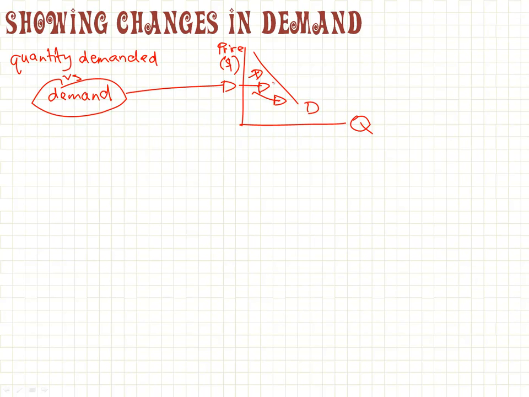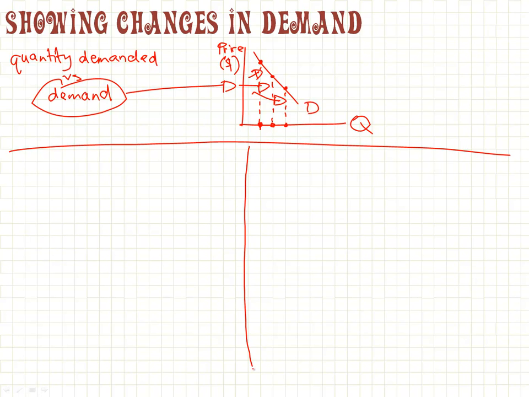The whole curve is demand, but any one point on the curve is quantity demanded because they refer to the actual quantity on the horizontal axis. So it's really important that you understand the difference between quantity demanded being one of the points on the graph and demand being the graph, the whole demand curve. Okay, so with that in mind, there are two kinds of changes to demand.